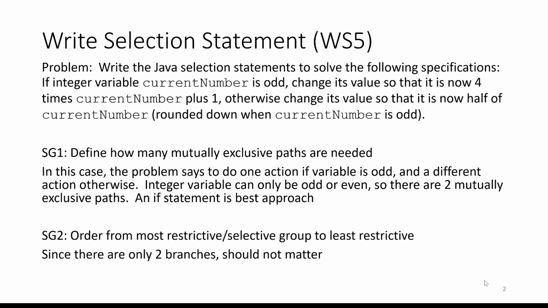Subgoal 1. Define how many mutually exclusive paths are needed. For this problem, we want to do one action if the variable is odd and a different action otherwise. Integer variables can only be odd or even, so there are only 2 mutually exclusive paths. In this case, we want to use an if statement. It's the best approach. Subgoal 2. We need to order from the most to least restrictive group. However, since there are only 2 branches, in this problem, it does not matter.